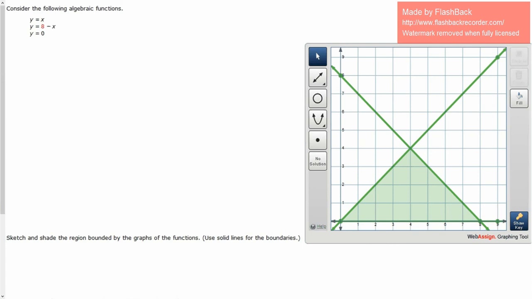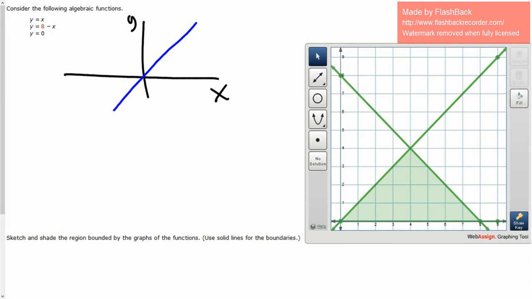Consider the following algebraic functions, and they want us to do the same thing. If we look at the graph, so we have the line y equal to x. The line y equal to 8 minus x, so that's going to have an x-intercept at 8 and a y-intercept at 8. So we have something like this, and then the line y equal to 0 is the x-axis. Here in particular, we're concerned about the contained region, and we say it's bounded everywhere. And so we want to calculate this area.